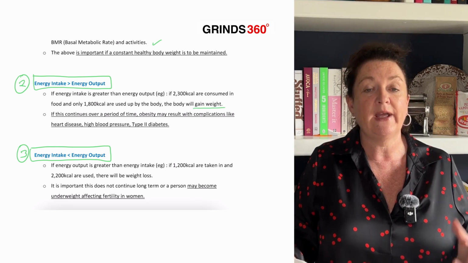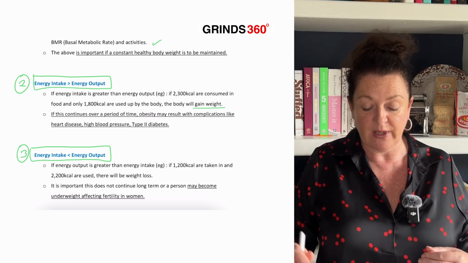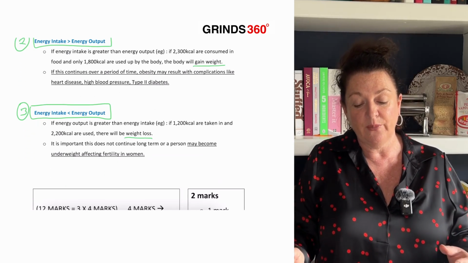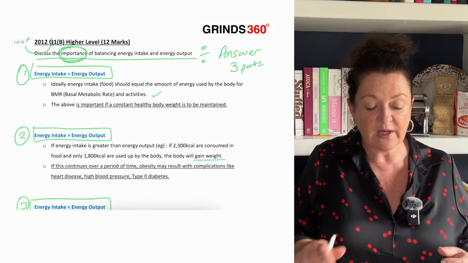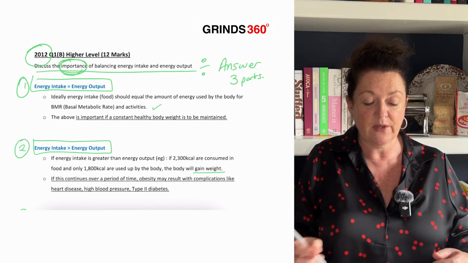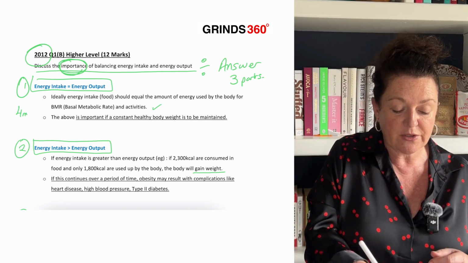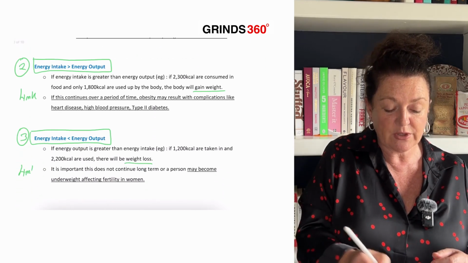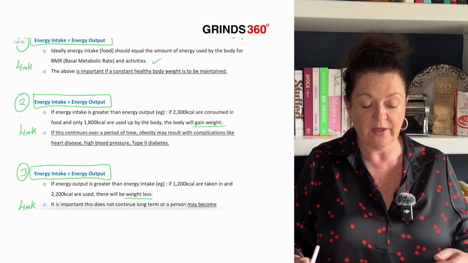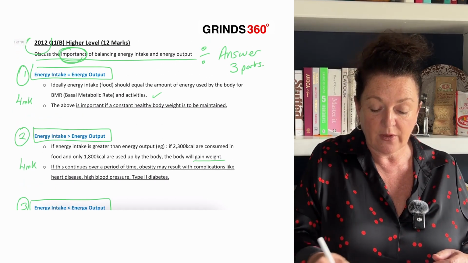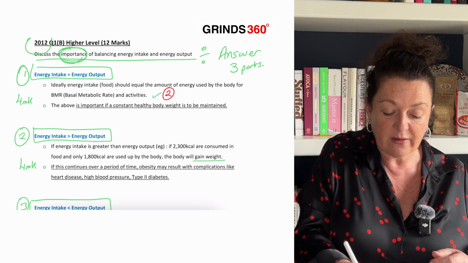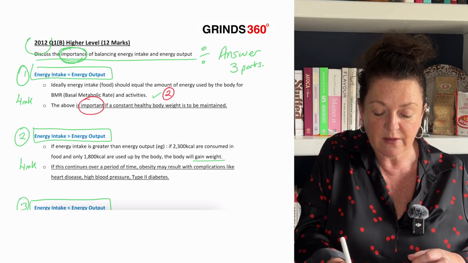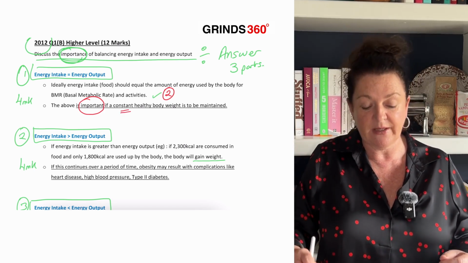If you have more kilocalories consumed than used up, you gain weight. If you have less kilocalories than you're using up, you end up with weight loss. They specifically said discuss the importance. So while each part is worth 4 marks each, we note that there are 2 subpoints within each one. So we've made our statement, and then note I've used the word it's important if a constant healthy body weight is to be maintained.